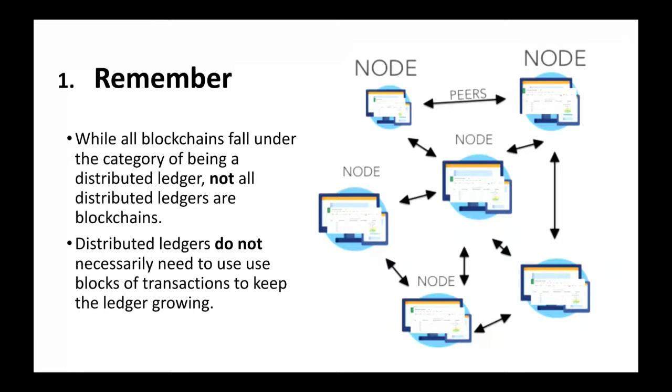It's one thing to remember, though: while all blockchains fall into the category of being a distributed ledger, not all distributed ledgers are blockchains. Distributed ledgers do not necessarily need to keep the ledger growing. A good example of a distributed ledger would be R3 Corda.